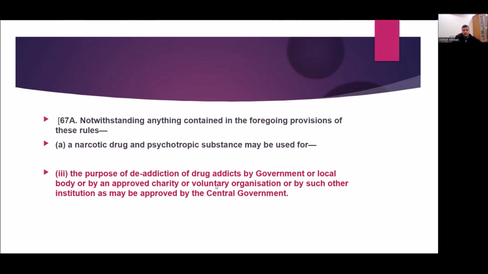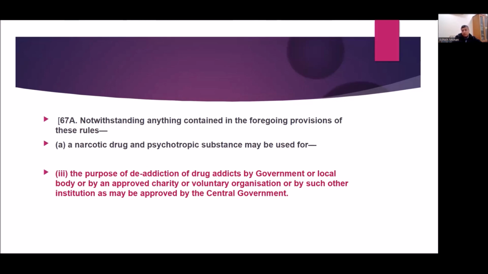Also important to understand here is that there is a special provision in the NDPS Act whereby these substances may be used for the purposes of de-addiction of drug addicts by a government or local body or by an approved charity or voluntary organization. What is important is that it makes a special provision. You see, when we talk about medical usage, it can be for any person who needs these substances. It could be medical cannabis, it could be patients of cancer who may require palliative care treatment, and there are so many examples. It could be patients of rheumatoid arthritis.